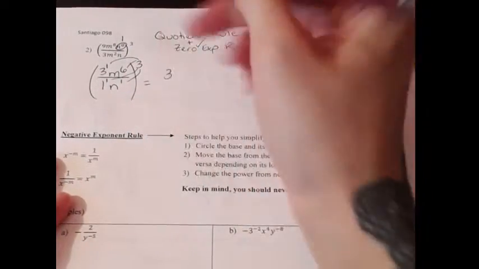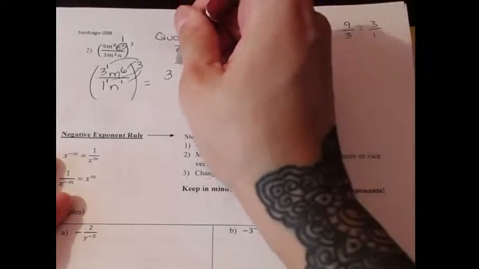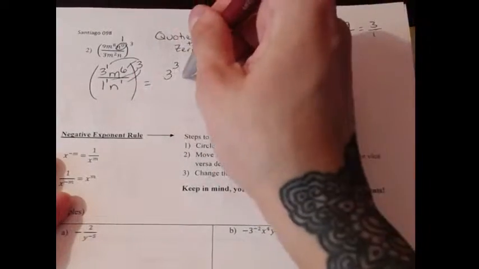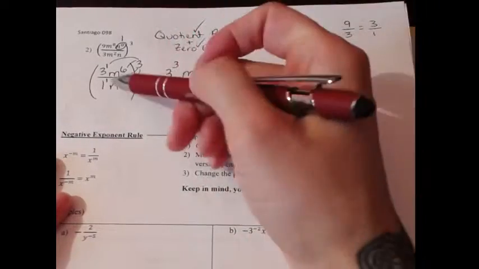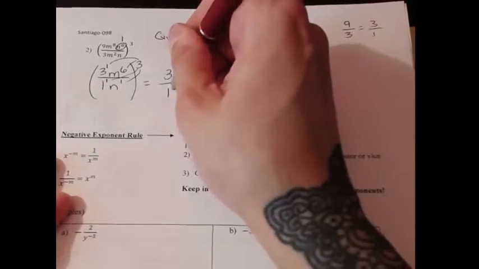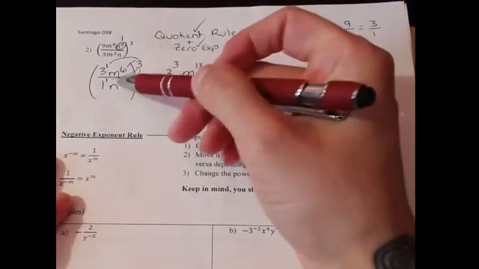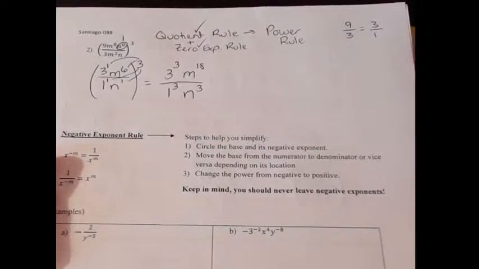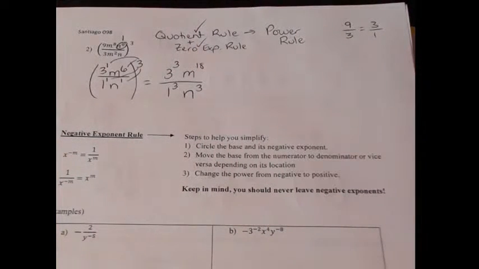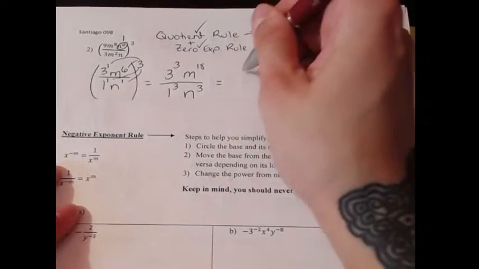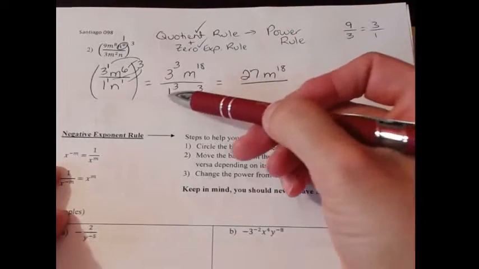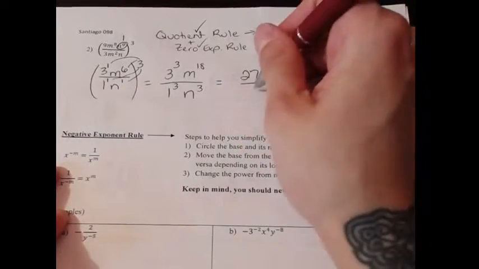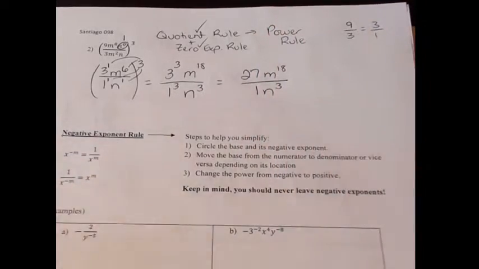Your base is 3. Your power is 1 times 3, which is 3. Your base is m. Keep the base. 6 times 3, 18. Your base is 1, right? We keep the base. 1 times 3 is 3. And then your base is n. Keep the base. 1 times 3 is 3. And then we simplify. We know that we can do 3 to the 3rd. 3 times 3 times 3 is 27. So we have 27m to the 18th over, and then 1 to the 3rd is 1 times 1 times 1, which is 1, n to the 3rd power.